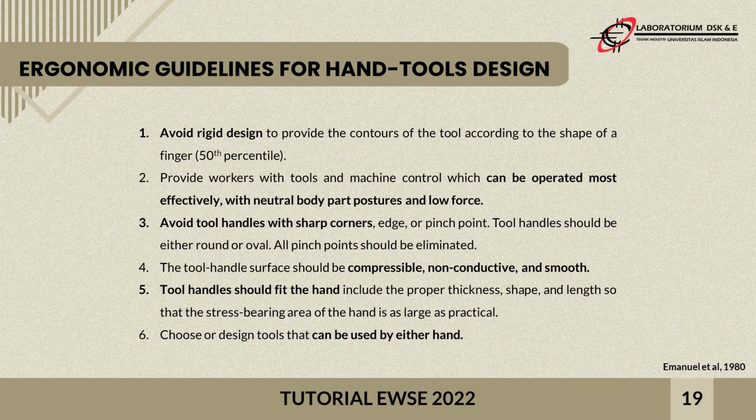3. Avoid tools with sharp ends. It's clear that if the tool is sharp, it will be dangerous. For example, a tool that has a sharp handle. 4. The surface of the tool must be safe, non-conductive, and smooth. An example is when we design a pot, the handle on the pot cannot conduct heat, so as not to conduct heat to its users.